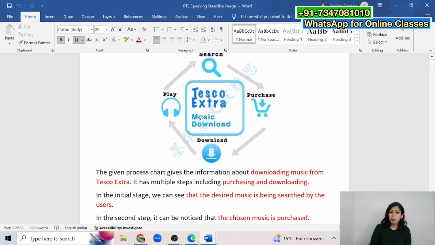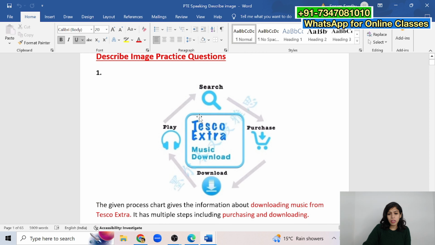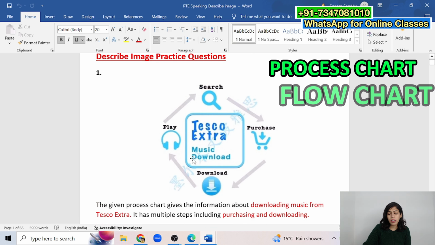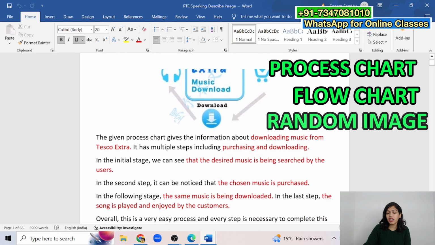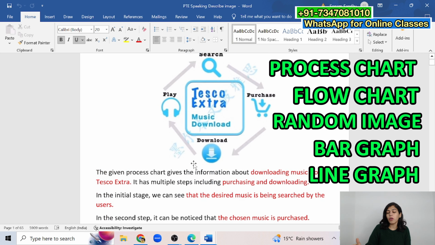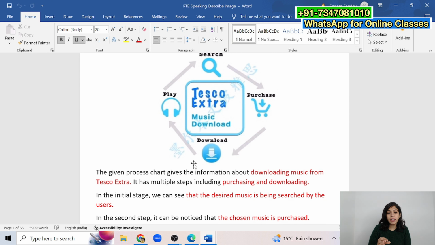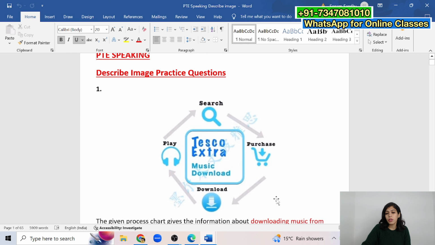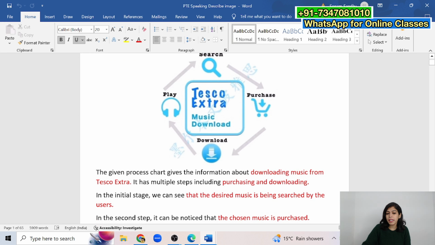In the describe image part, we have a process chart, a flow chart, some random image, a bar chart or line graph, or a diagram. It can be any of these, okay? We can also get a pie chart or a tabular chart. So you simply need to tell the name of the chart first. For example, the given process chart gives the information about downloading music from Tesco Extra. How are you going to download music from Tesco Extra? This is what it is telling.